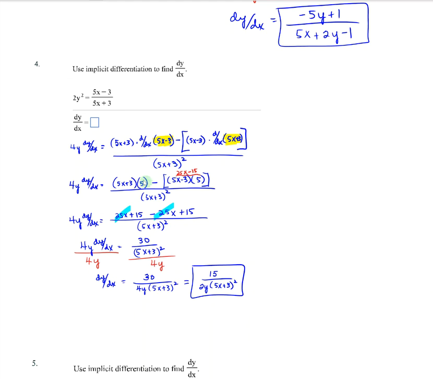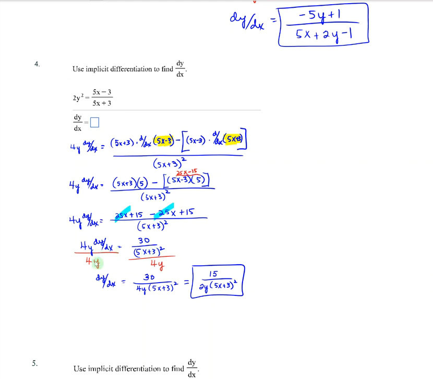We took the derivative here and here, and then we can go ahead and distribute here. I wrote that this is 25x minus 15. And then I multiplied these two together and had 25x plus 15. I applied this minus to both of these terms, so you have this. The 25x's cancel each other out. I've got 30 over this.